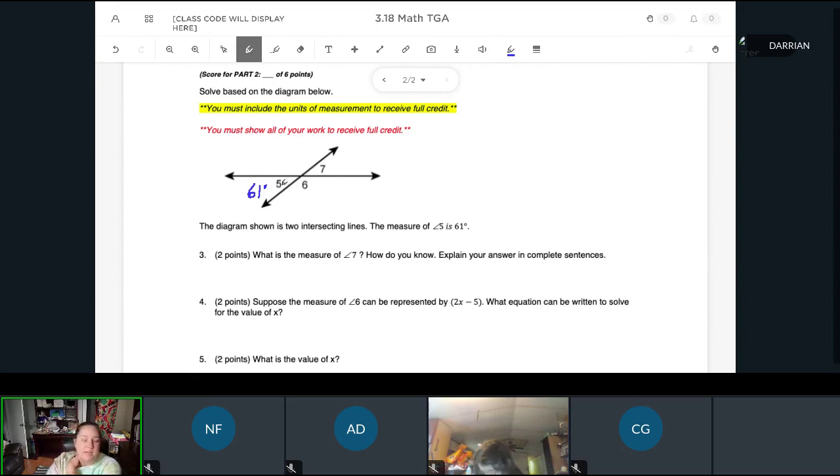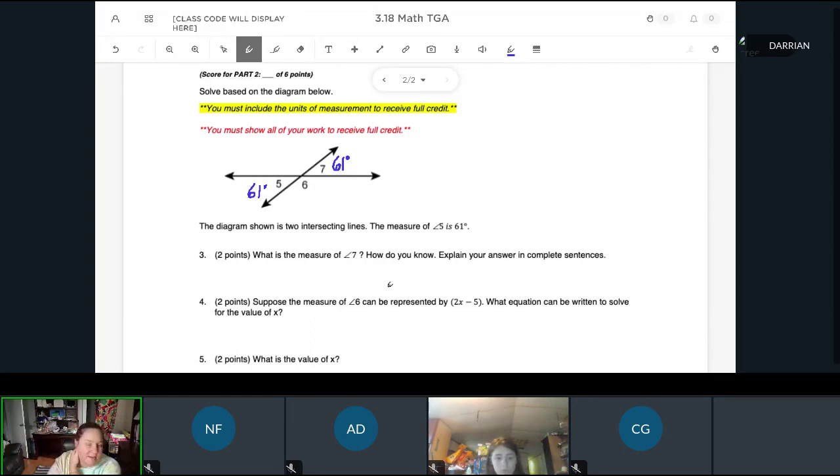And then if you're looking, angle 5 and angle 7 are vertical angles, right? That means they're across from each other. And what do we know about vertical angles? They're what? Anybody? Vertical angles are what? Very good, Skylar and Charlie. They are the same. They are equal. So that means if this equals 61, the one across from it has to equal 61. So let's write it in there. 61 degrees.